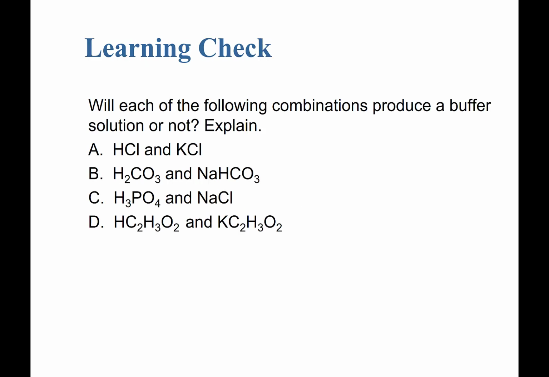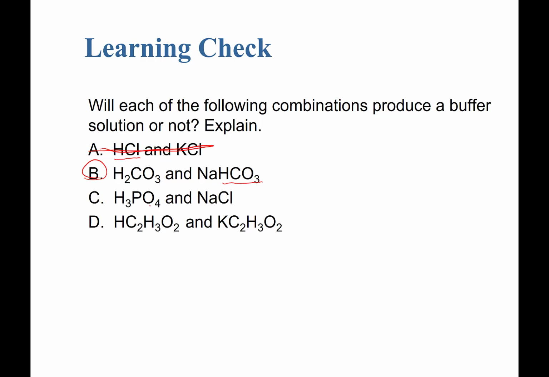All right, so it says, which of the following combinations produce a buffer? And then it says, do they or not, explain. Okay, so I look at the first one. I have HCl. That's one of the strong acids that I memorized, so I know this can't be a buffer because I have to have a weak acid or a weak base. So not that one. H2CO3, that's a weak acid. And over here, I have HCO3, which is its conjugate base. So that means that would work.